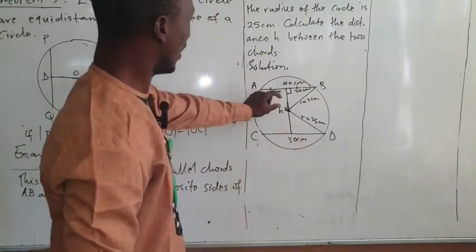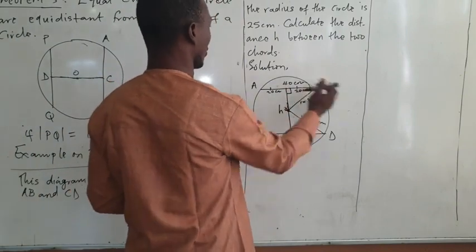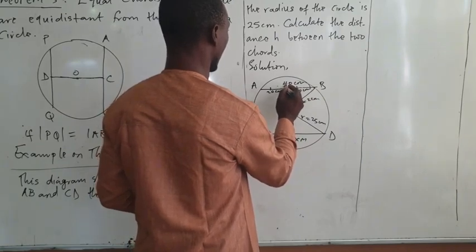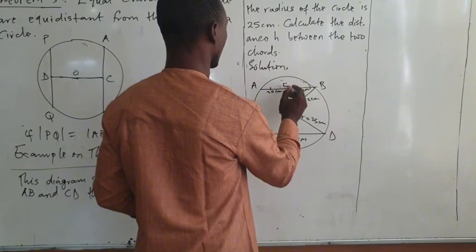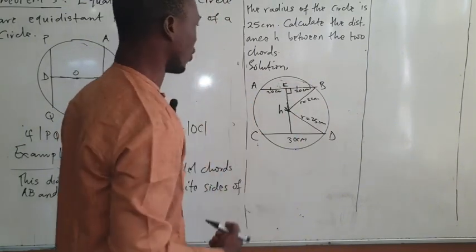So we have 20 centimeters. Let's call the middle point of chord AB, E. So we call this place E. That's the length here. Then the total length of the chord AB is 40.